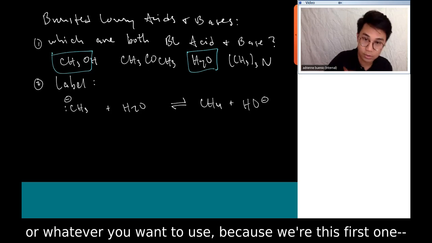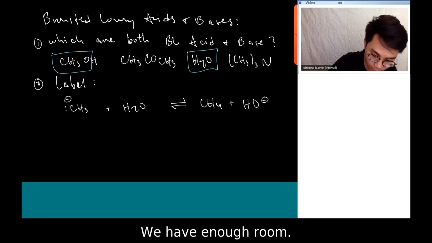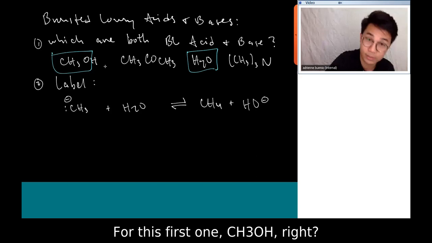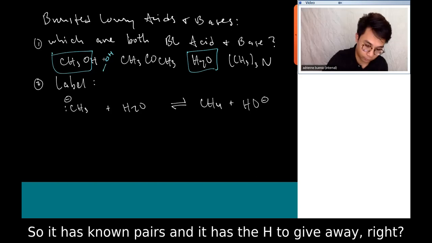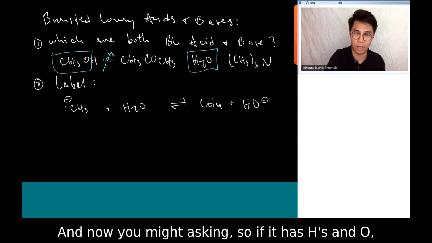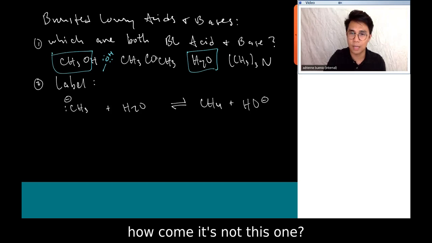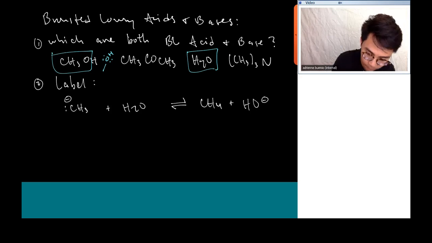For this first one, I think we have enough room. For this first one, CH3OH, it has lone pairs and it has the H to give away, right? And now you might be asking, this one has H's and O. How come it's not this one? Well, let's see.